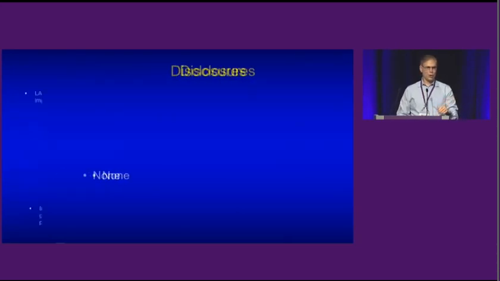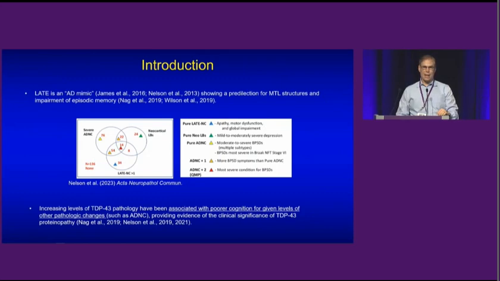So I have no disclosures, and as was stated, LATE is a unique form of dementia that is caused by TDP43 pathology. It's often referred to as an AD mimic because it has a predilection for medial temporal lobe regions, and it also causes episodic memory decline in early phases of the disease.